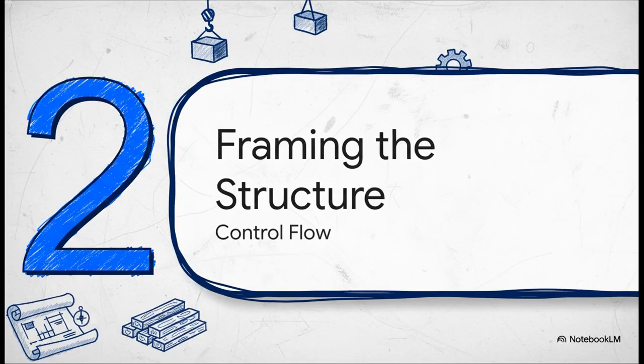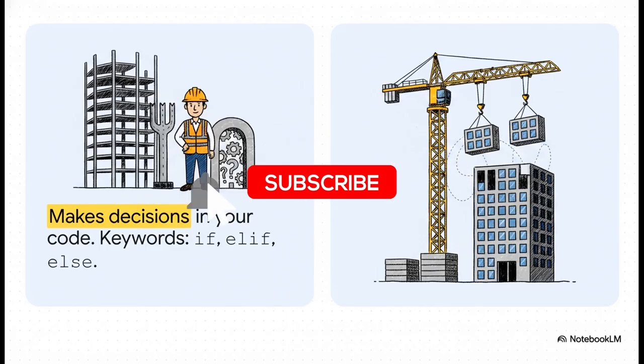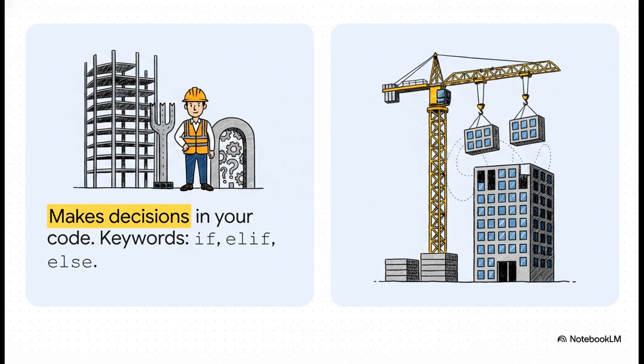All right, we've got our blueprint, we've got our materials. Now it's time to start framing the structure. This is where your code really starts to take shape and actually do stuff. To get that frame up, we've got two main tools. On one side, you have decision-making, using if, elif, and else. This is like your code walking down a hallway and deciding which door to open based on a certain condition. On the other side, you've got loops. This is your construction crew building the 10th, 11th, and 12th floors super efficiently, just repeating the same plan over and over. One is about making a choice, the other is all about repetition.